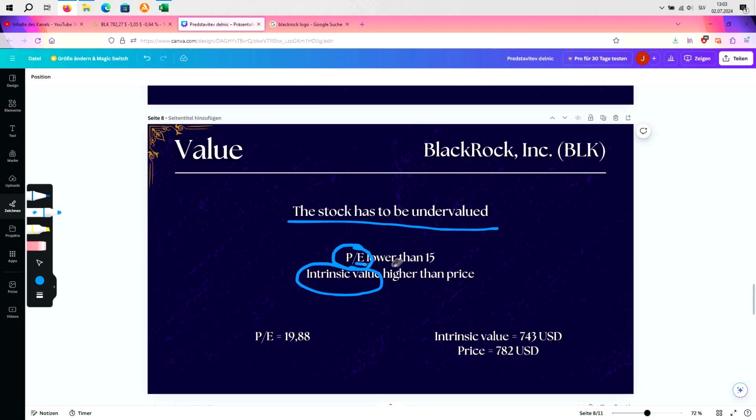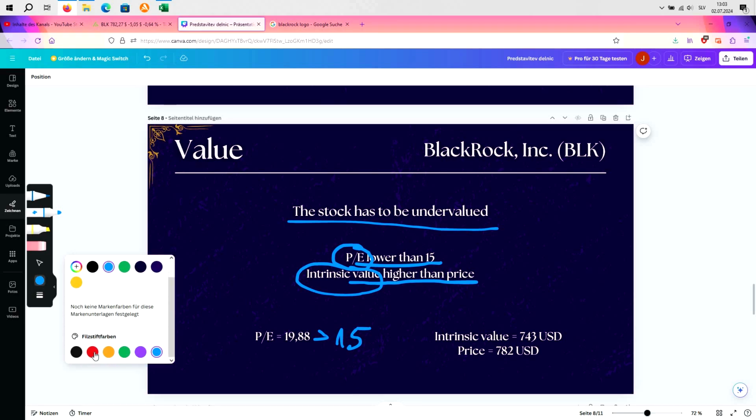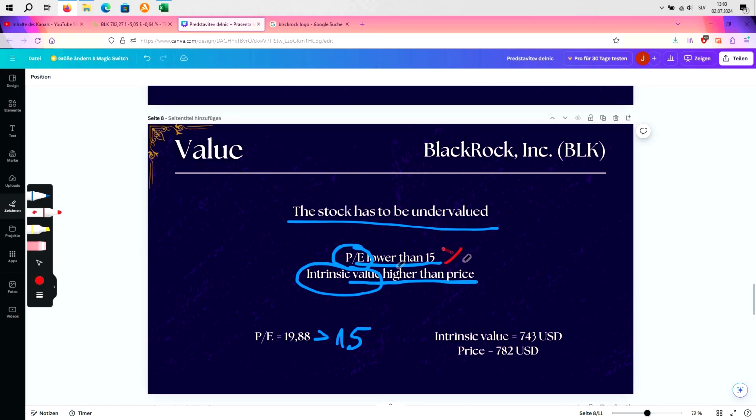Now, generally, P/E ratio should be lower than 15 on the stock that you want to buy, and intrinsic value should be higher than the price of the stock, okay? Now, you can find P/E ratio and intrinsic value on the internet. Just write BlackRock Incorporated P/E ratio or BlackRock Incorporated intrinsic value, and you find all the information there, okay? Now, P/E ratio of BlackRock is currently around 20, which is slightly higher than 15, what we want to see. So P/E ratio is a bit overvalued, okay?